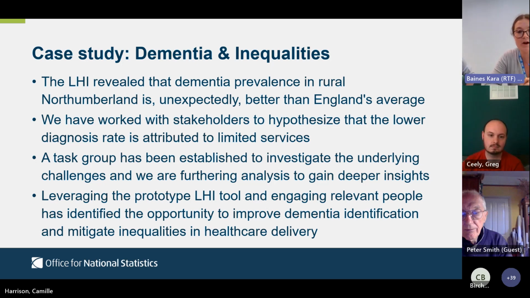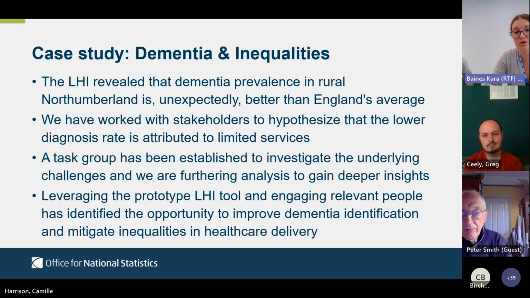So we worked with a few different stakeholders to see what might be driving that data insight, and the hypothesis is not that the diagnosis rate and the dementia prevalence is lower in reality in rural Northumberland, but actually that it might be attributed to limited services and then a potential inequality in our healthcare delivery out towards Cumbria. So in order to test that, we've set up a small task group who's going to go out and dig deep into the challenges that the healthcare providers are facing and devise any potential solutions.